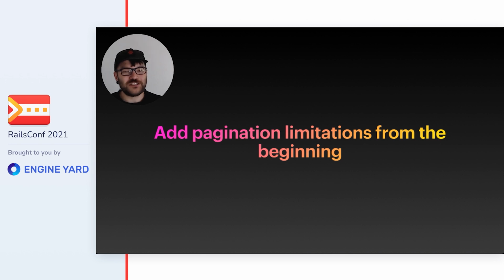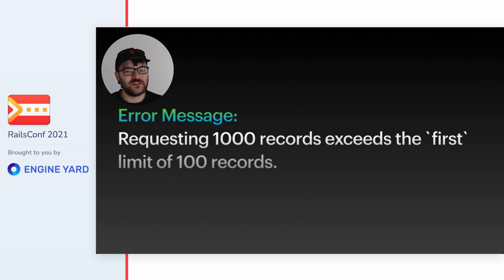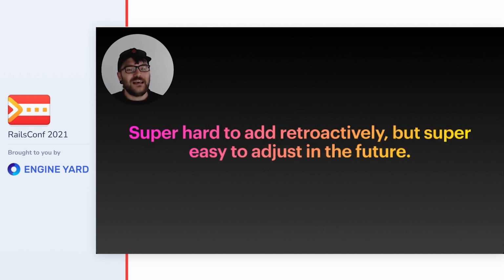Generally, adding pagination limitations from the beginning should be the best practice that you're striving for. You can always give an error message that says something like, we can't return 1,000 of these things, we can only return 100 of these things. And these limitations are super hard to add retroactively, but they're super easy to adjust in the future.